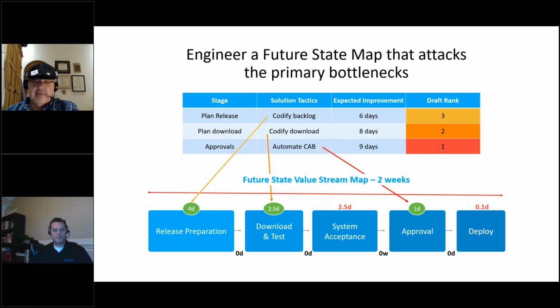Something that was 8 days, the planning, we got down to 2.5 days by doing things like orchestrating the test environment and the activities around that using value stream management. The other one was planning the release, where we codified the backlog so that it actually tied value stream management tasks in with things like reviews of the backlog. That was able to reduce it from 6 to 4 days. So we were able to literally chop out quite a lot in the value stream to satisfy the customer's lead time goal.